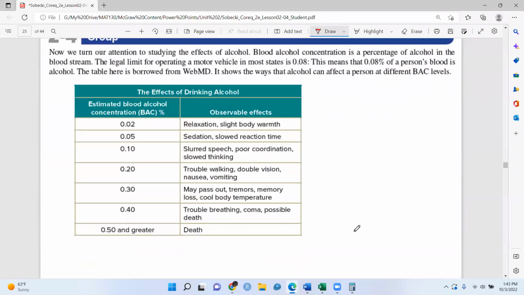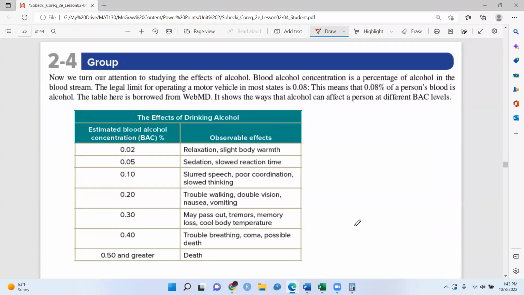Let's move on to the blood alcohol content, but I want to pause and make sure there's no questions. Are there any questions?